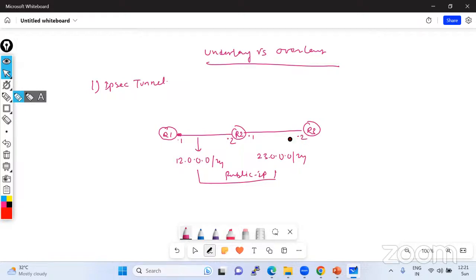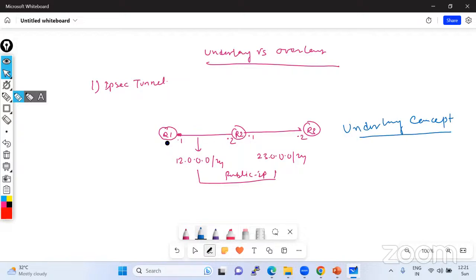This is the prerequisite. If you are not able to ping from here to here, if this ping is not working, or if ping is somehow blocked here and you don't have the reachability information, you cannot build the IPsec tunnel. Without making reachability from one public IP address to another public IP address, you cannot build any kind of tunnels. So whenever I am talking about the prerequisite, the reachability, it always refers to the underlay concept. It means your underlay should be reachable.